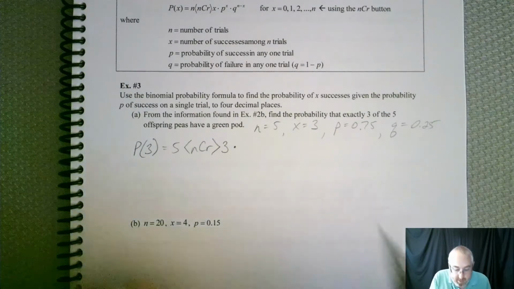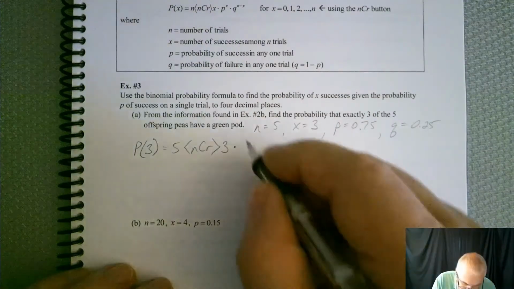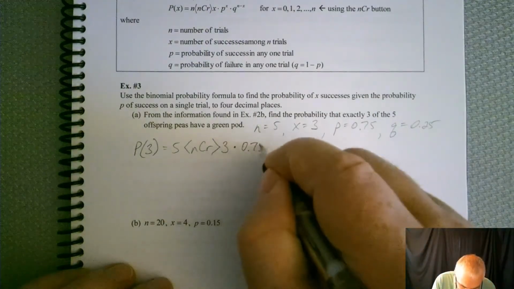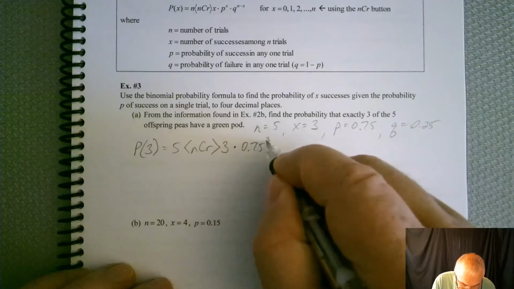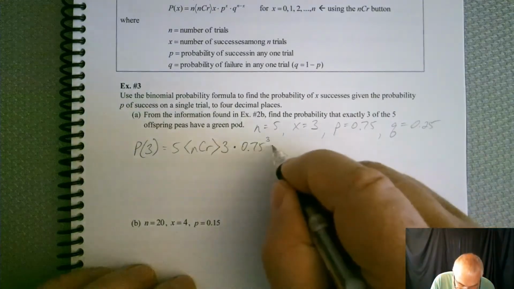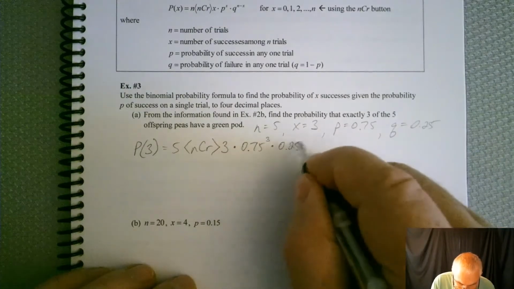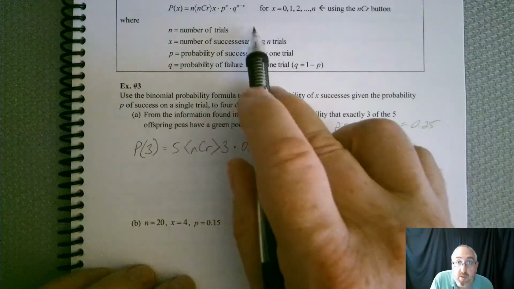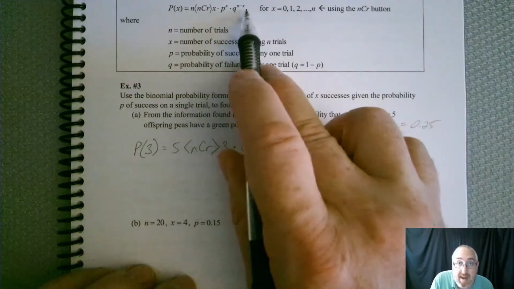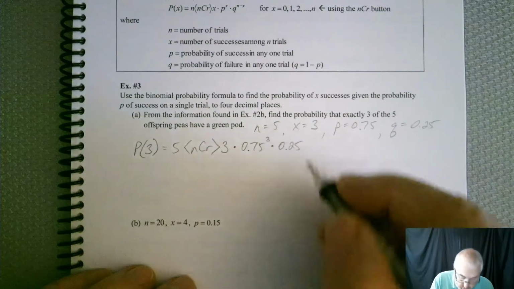The next part is this exponential. So we got p to the x power. So again, p is 0.75. And that's raised to the third. So those are always going to match, those two values. And then the last piece is going to be your q. So 0.25. And now it's raised to, it's hard to see, but it's n minus x. So n minus x. So 5 minus 3, which is 2.